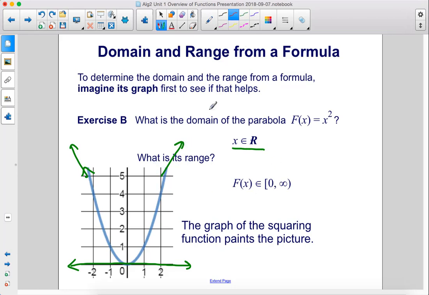What's the range? Well, we have all the values from 0 up to infinity. However, there are no y values that are less than 0. So f of x, the y value, belongs to [0, infinity), where we have a bracket here because 0 is a possible y value, and we have a parenthesis there because this goes on to infinity, and whenever we have infinity, we use parentheses. The graph of the squaring function paints the picture.